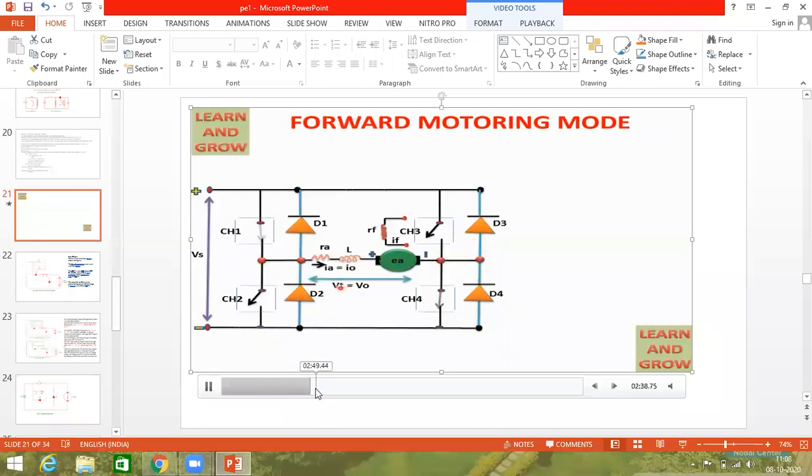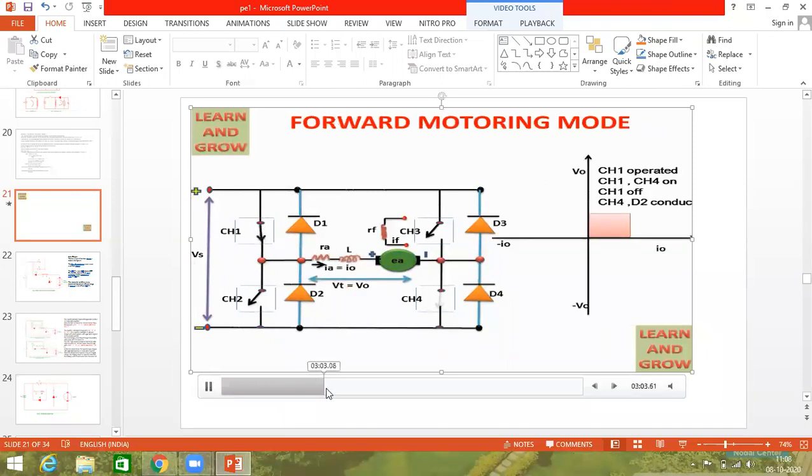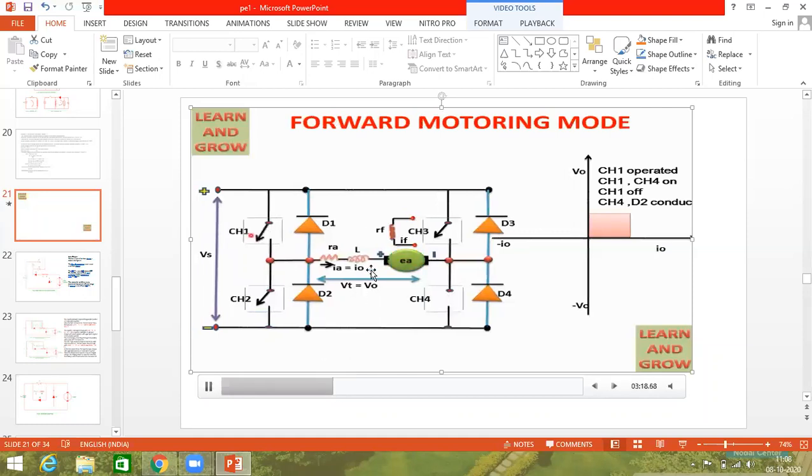This we have discussed. CH1 is off, the inductor is de-energizing now, you can see. And it is making the motor rotate in the same direction with CH4 on condition. The current starts from inductor, inductor to CH4, CH4 to D2, D2 to the Vs minus. Now, with the help of the inductor, the motor rotates in the same direction in the absence of this supply.